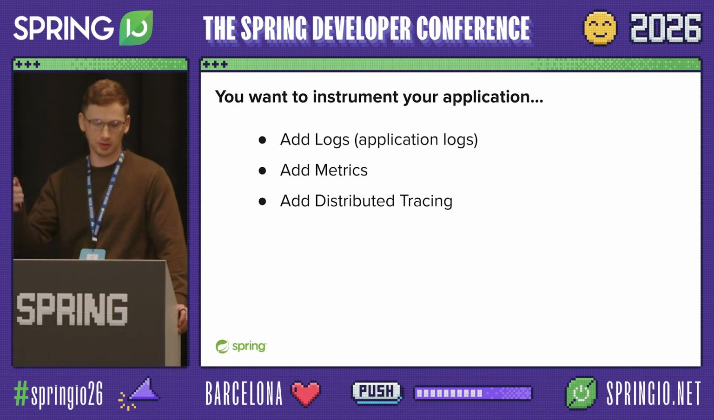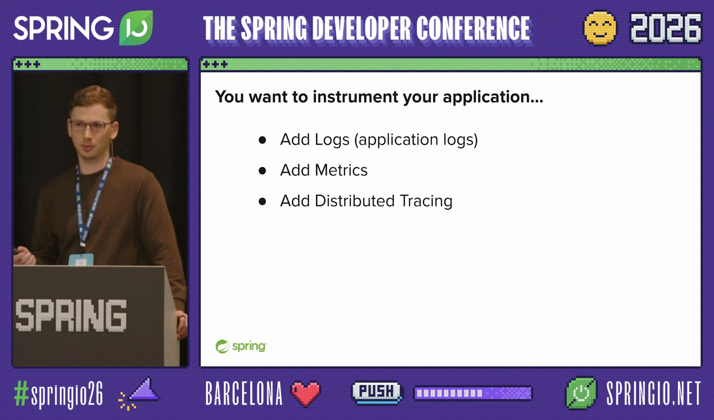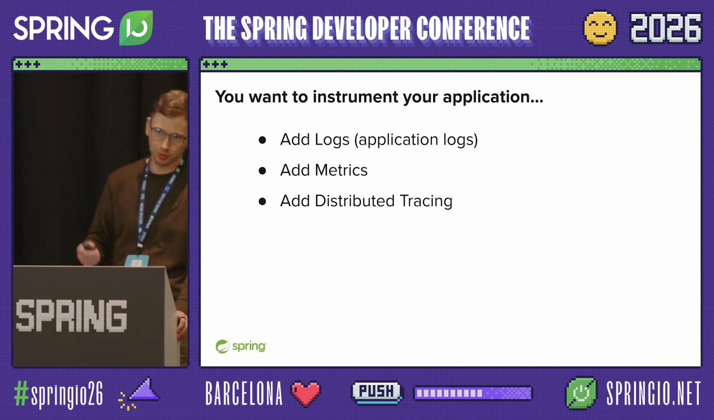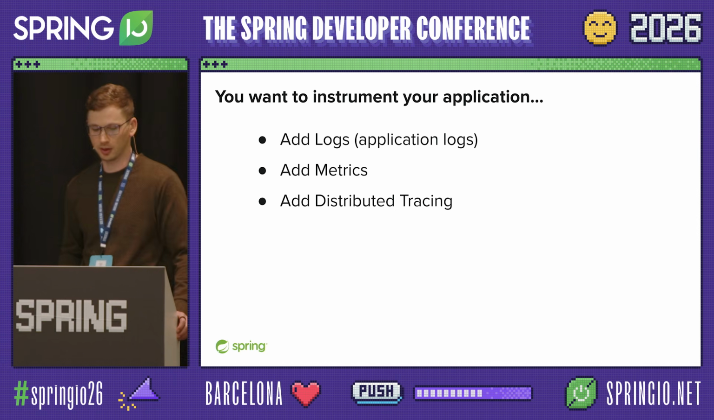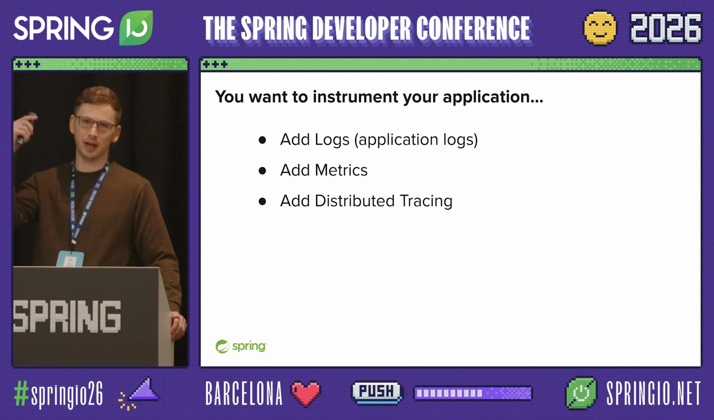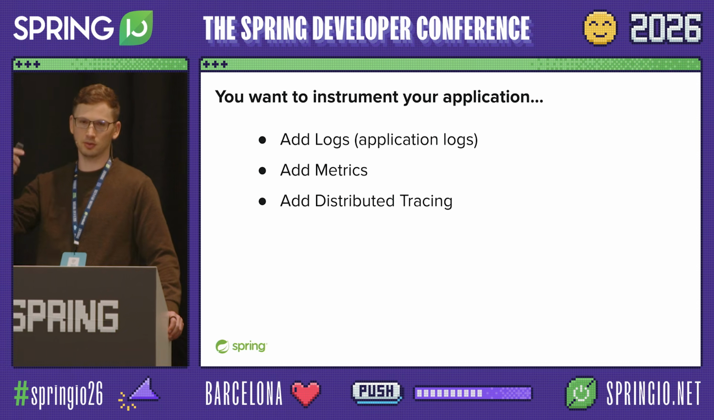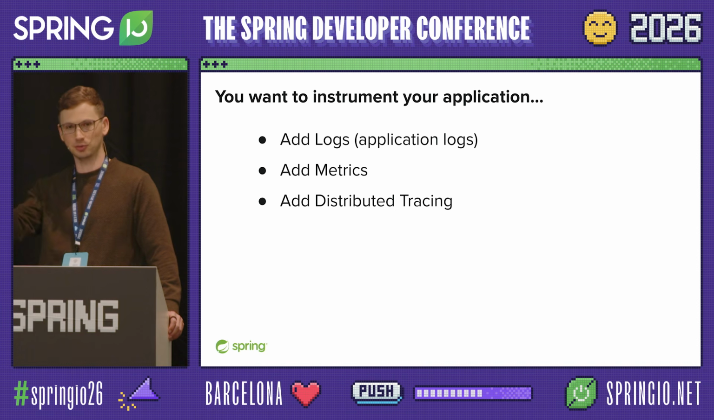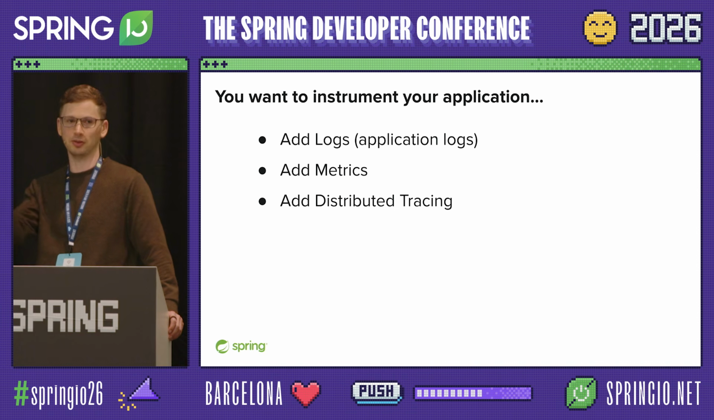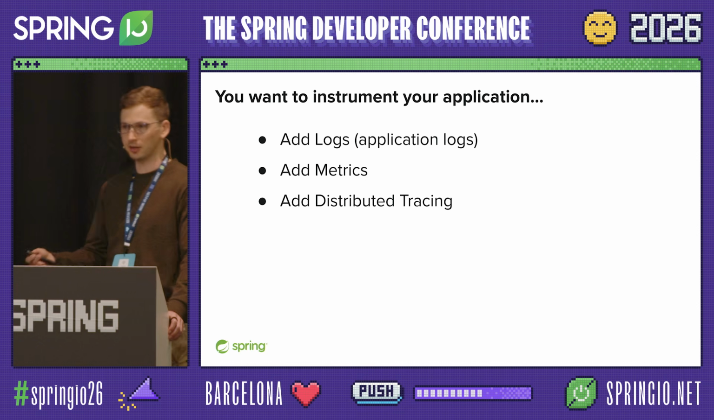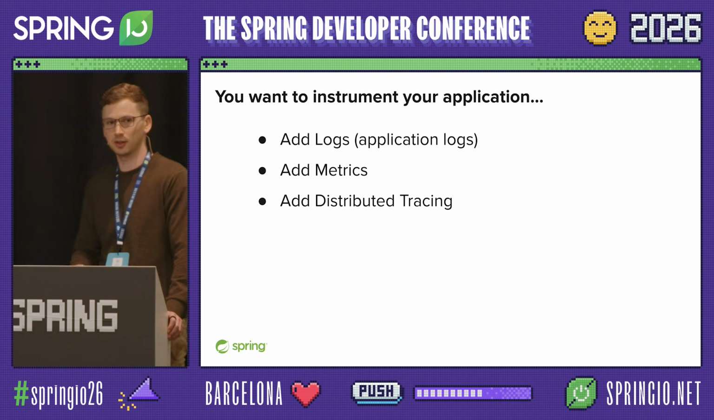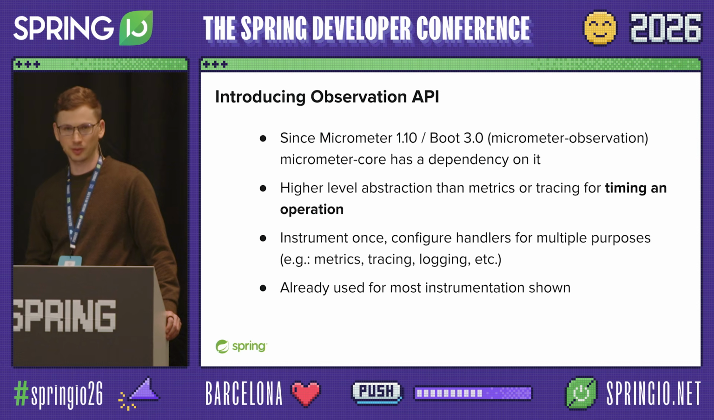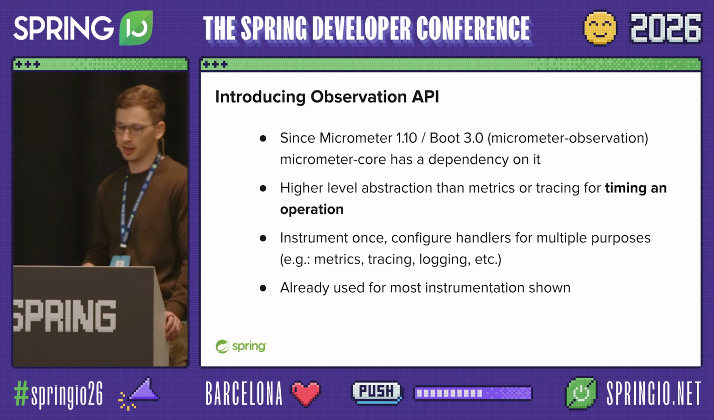Maybe you add some metrics around how long that takes. You add some tracing so that you can get to the root cause and figure out the cause of latency. But now you're having to add logs and metrics and tracing, so you're not doing the same thing three times, but you're having to repeat this process of instrumenting your application. We thought, wouldn't it be nice if there was just one API that you could use to instrument your application and get all of these things out of it? That's how the Observation API came about.